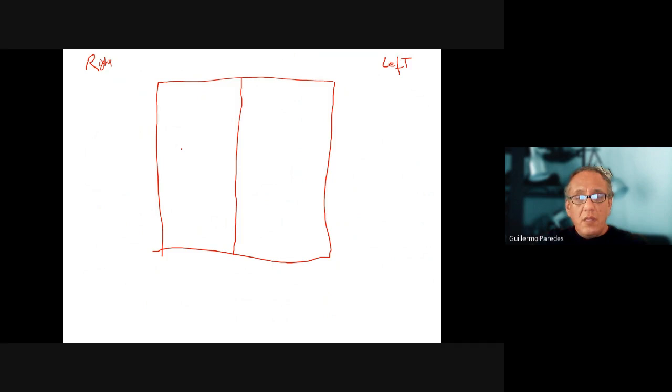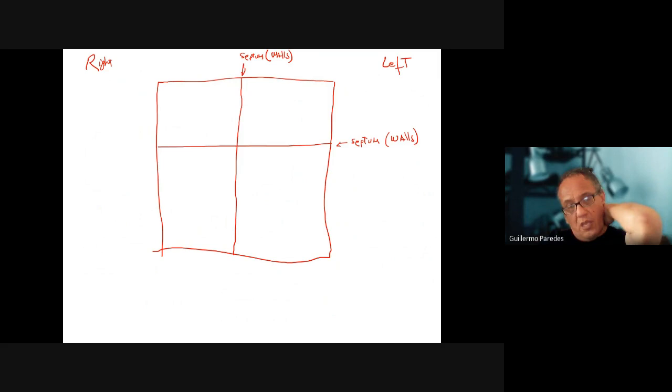Then we have here this wall called a septum. And we have another septum here, and this is another septum. These septa are actually the walls that divide the heart. Now, these walls are going to divide the heart into four chambers. The upper chambers are going to be the atria.